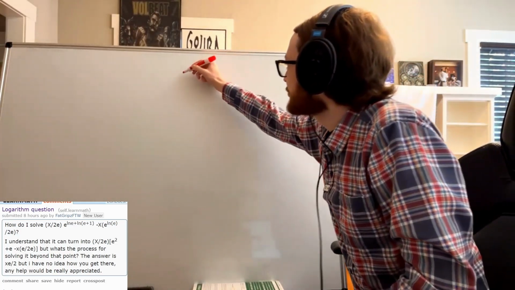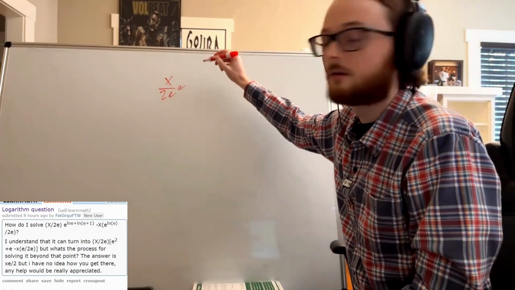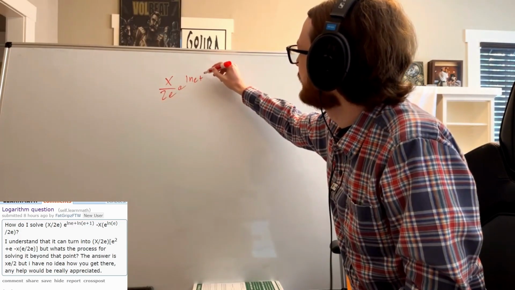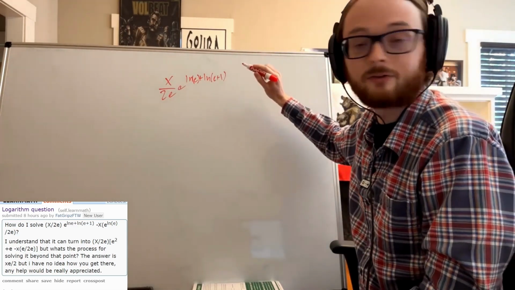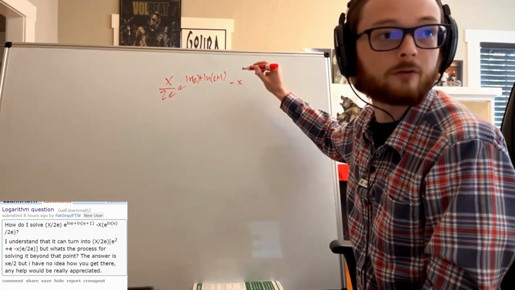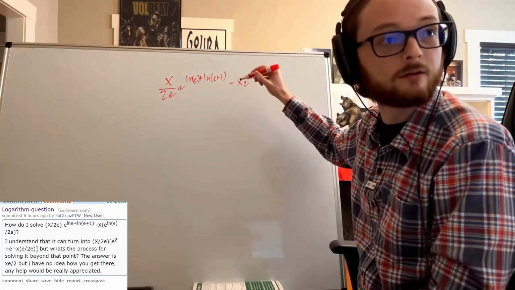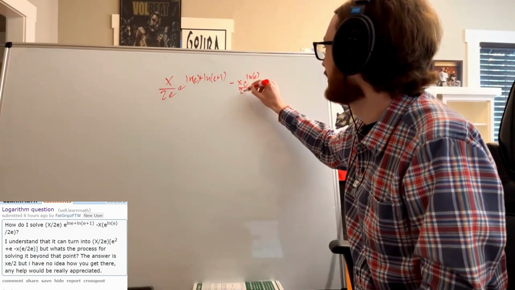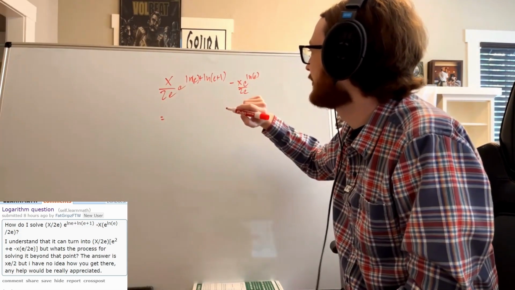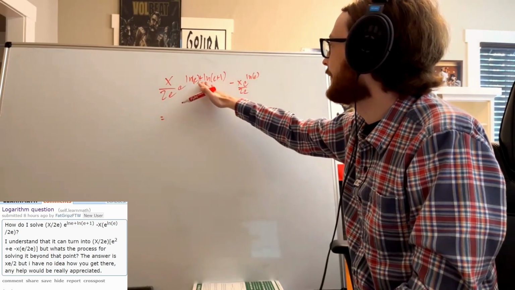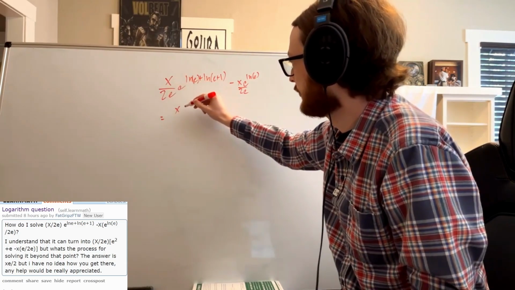So I'm interpreting the question as x over 2e times e to the ln e plus ln e plus 1, minus x times e to the ln e over 2e. I don't know why this is a question, but I definitely want to split up this plus into two separate e's multiplied together. I'm writing this into one fraction too.